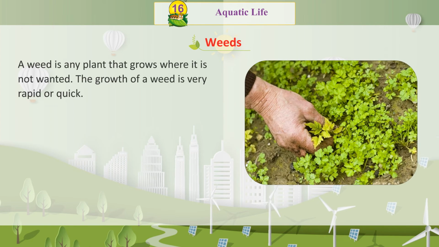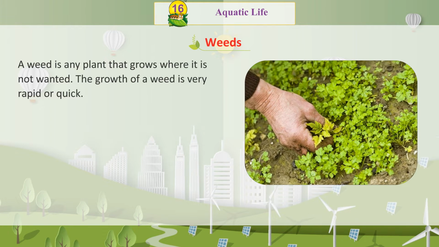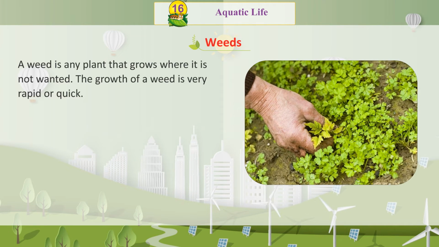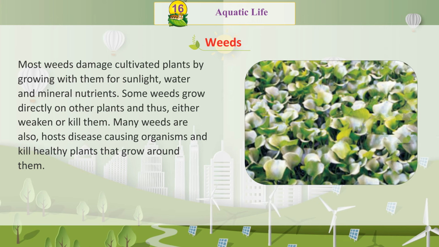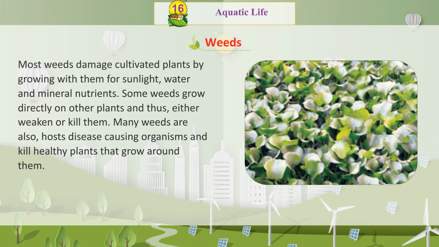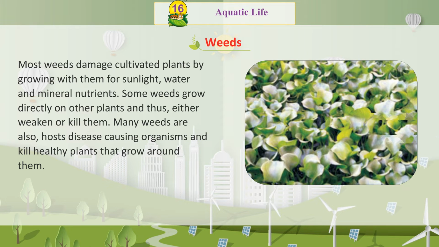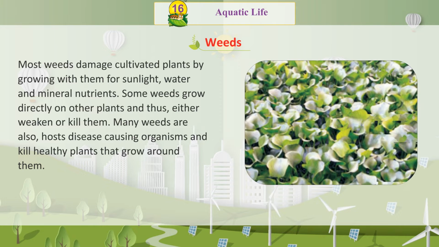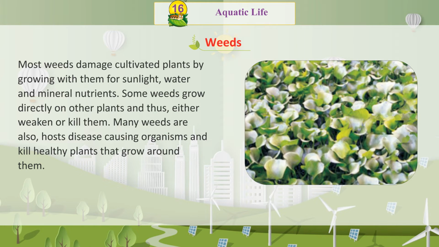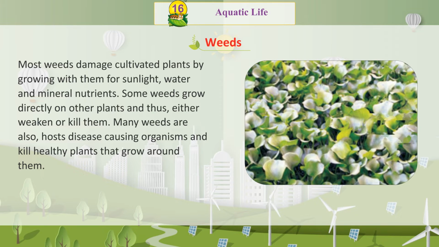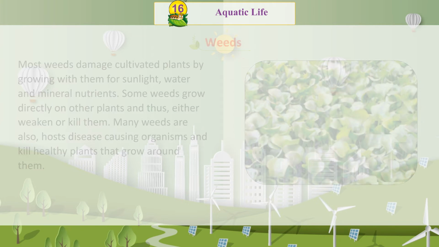Weeds. A weed is any plant that grows where it is not wanted. The growth of a weed is very rapid or quick. Most weeds damage cultivated plants by competing with them for sunlight, water, and mineral nutrients. Some weeds grow directly on other plants and thus either weaken or kill them. Many weeds also host disease-causing organisms and kill healthy plants that grow around them.